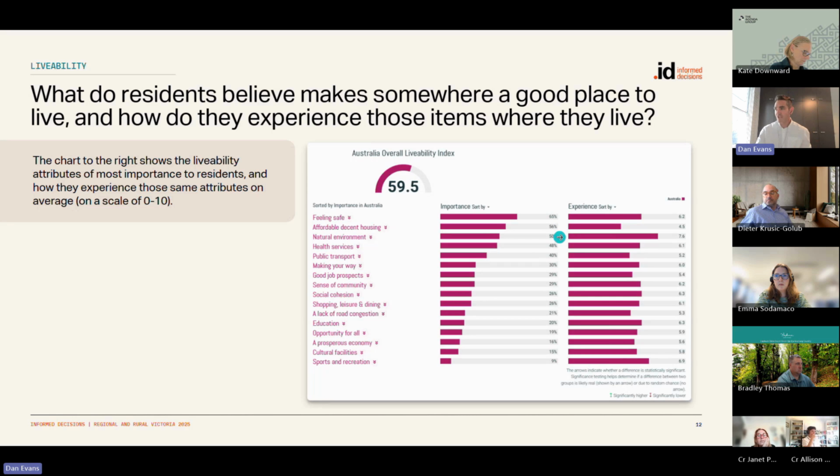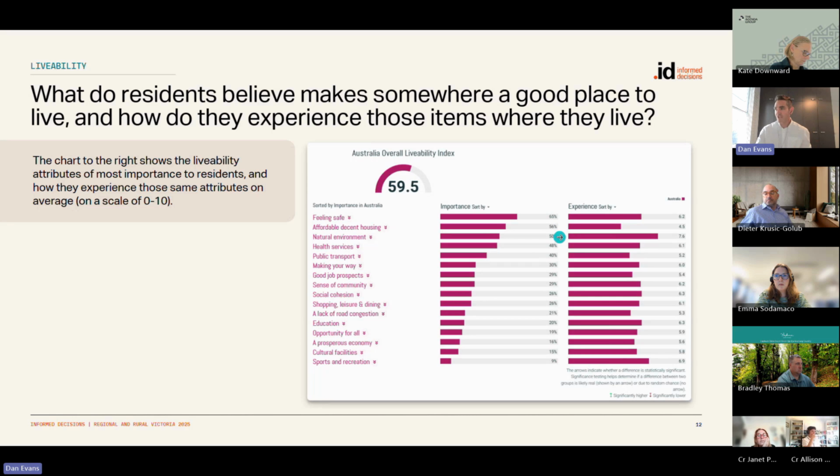We do see some other differences though. While I won't show it on any charts today, inner city communities with quite culturally diverse resident cohorts that are in densely populated areas will place a much higher value on social cohesion than people who live in regional and rural areas.